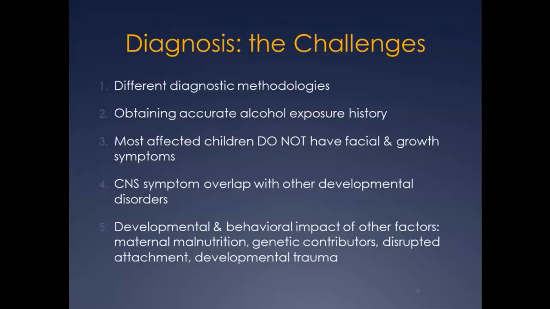So, diagnosis. Diagnosis is a challenge, and this is something that people often have questions about. There are a number of reasons the diagnosis can be challenging. There are a number of different diagnostic methodologies, and we're going to talk about the 2 that we're using here in New York State. It's often difficult to obtain an accurate alcohol exposure history. A third thing that makes diagnosis particularly challenging is that most affected children do not have facial and growth symptoms, which is a common misunderstanding of many people working with children, and something we'll talk about today. And finally, the CNS symptoms that we see in children with FASD can overlap with other developmental disorders, so it's really important to have a diagnostic system that can separate those things out.